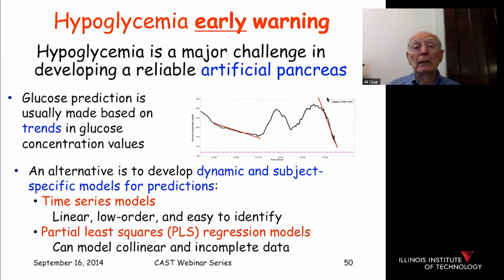We have added the hypoglycemia early warning system to this so that we would have an additional level of security. Traditionally, the hypoglycemia early warning systems were based on trends, but we have preferred an alternative since we had these dynamic and subject-specific models that we were generating for our control system. We decided to use them for predicting the hypoglycemia potential of the patient.